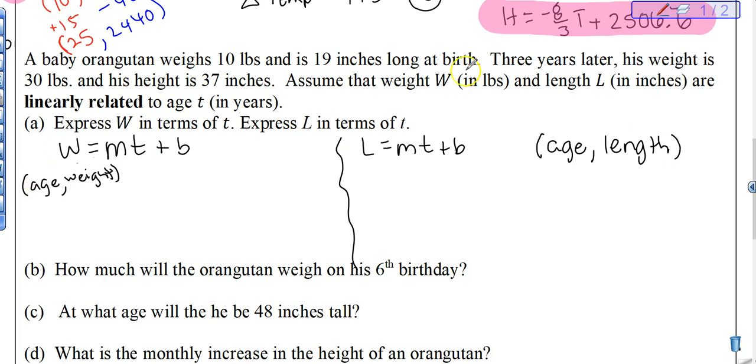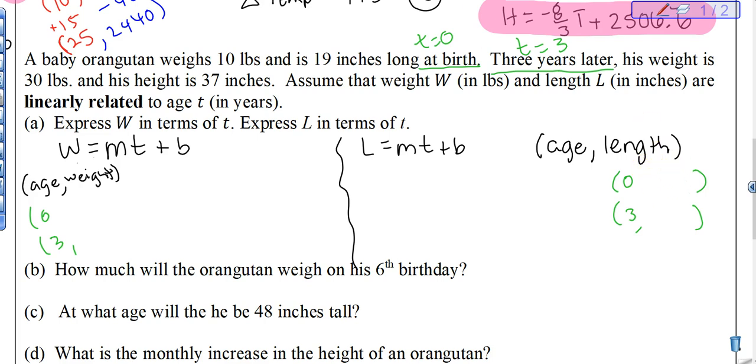So since age is common in both, I'm going to grab my green pen, go back to the problem, and identify all of the ages that I can find. Baby orangutan weighs 10 pounds and is 19 inches long at birth. What's its age? T equals 0. 3 years later, what's its age? Does it talk any more about age? Nope. So I know that over here I'm going to have a 0 and a 3, and over here, my age is going to be 0 and 3 because I'm just defining as I go.